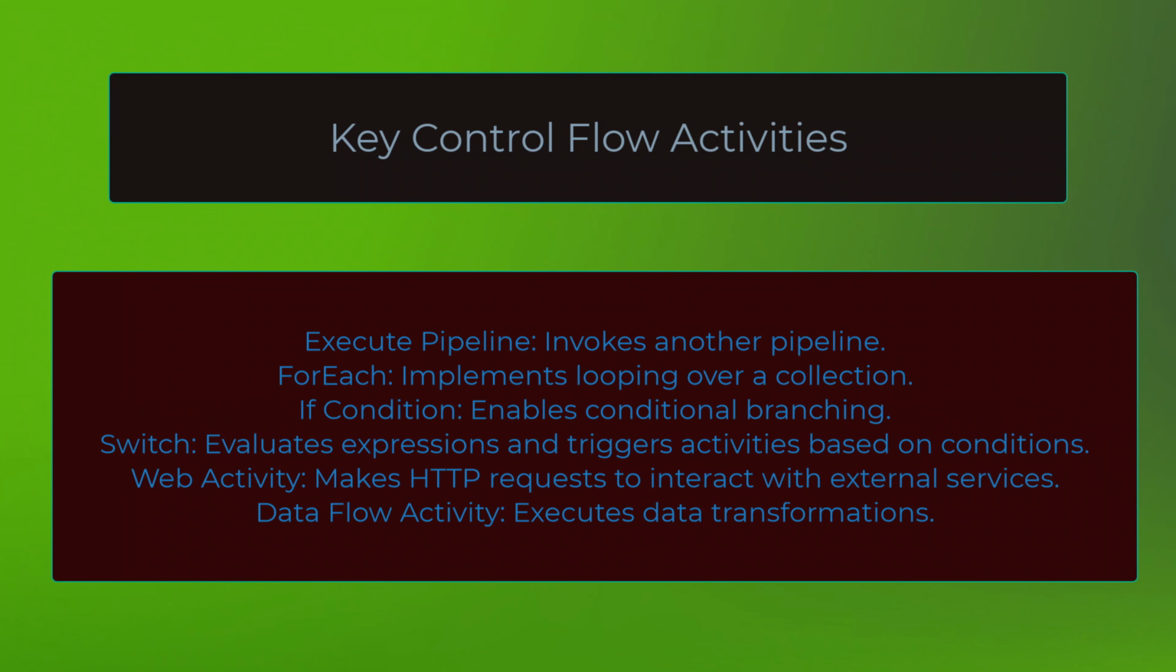Some key control flow activities include the execute pipeline activity, which invokes other pipelines, the ForEach activity for looping through collections of data, the if condition activity to implement conditional branching, the switch activity for evaluating expressions and executing different tasks based on matching conditions, and the web activity, which allows you to make HTTP requests and interact with external services. Finally, there's the data flow activity, which executes data transformations directly within the pipeline.